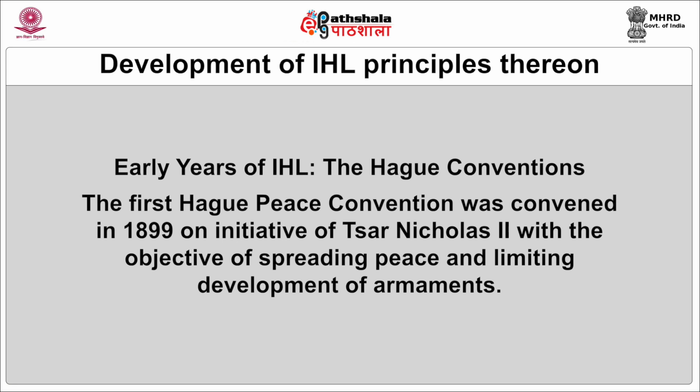and the early years of IHL and the Hague Conventions. The first Hague Peace Convention was convened in 1899 on initiative of Tsar Nicholas II with the objective of spreading peace and limiting development of armaments, though it failed to achieve its primary objective of reduction of armaments. It did manage to usher in the era of arms control.